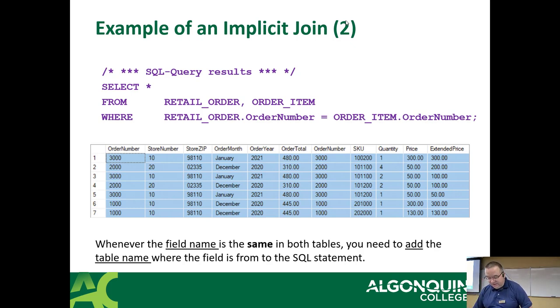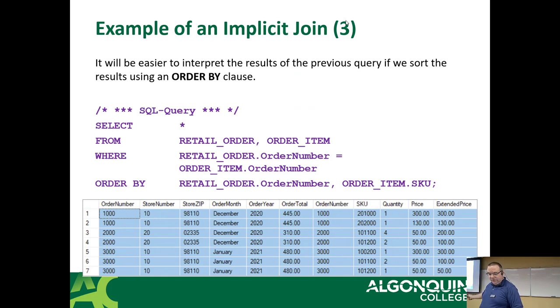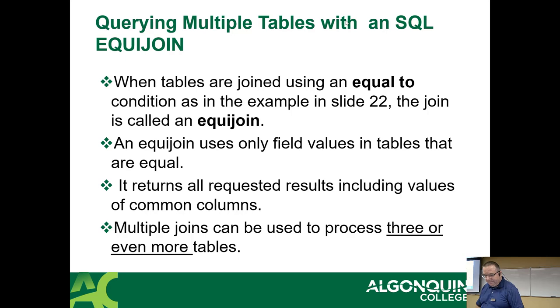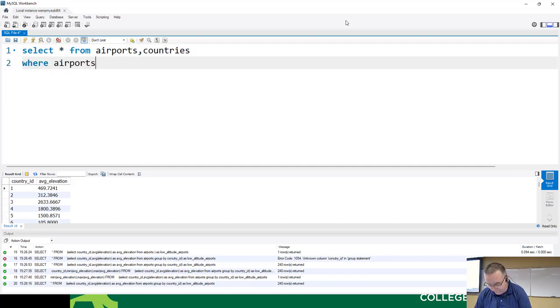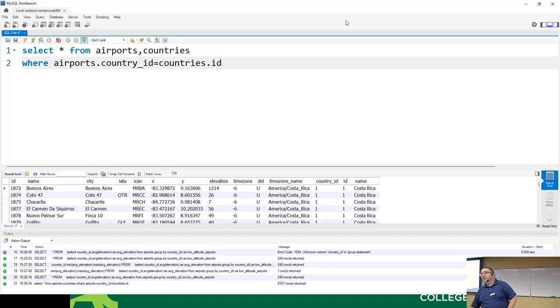I will demonstrate that. All right. Let me go show you guys this instead. Select star from airports, comma, countries where airports.country_ID is equal to countries.id. And now it's retrieving all the columns from both tables. And you can see right here where you suddenly have the column called ID in here twice. That could be a source of ambiguity, and I'll show you guys what that looks like in a moment.